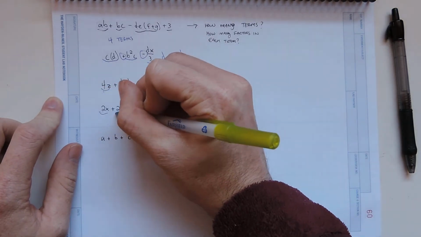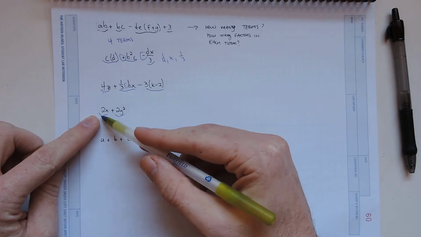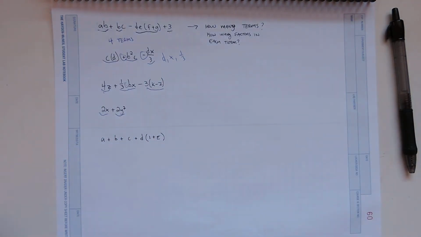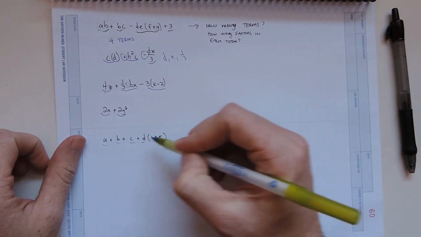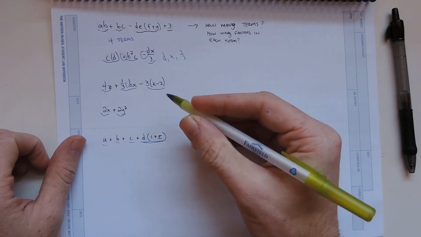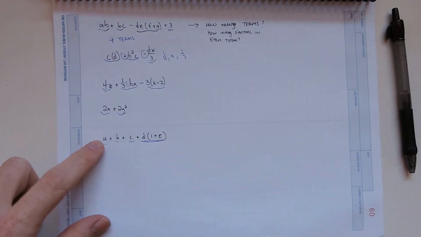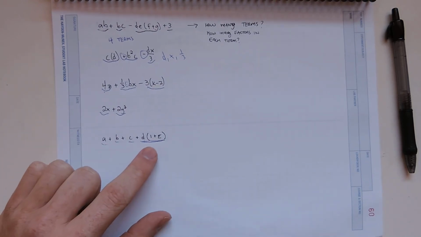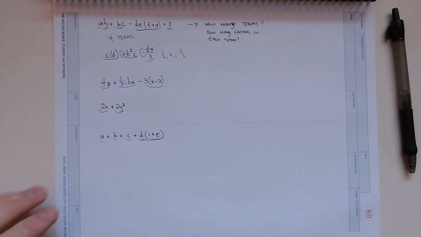Now here we have a small expression of 2 terms made up of 2x and 2y squared. These are the factors: 2 and x, 2 and y squared. Those are all the factors. And here we have a 1, 2, 3, 4 term expression where the factors are a, factors b, factors c, and the factors of this fourth term are d, 1, and e. And that's it.